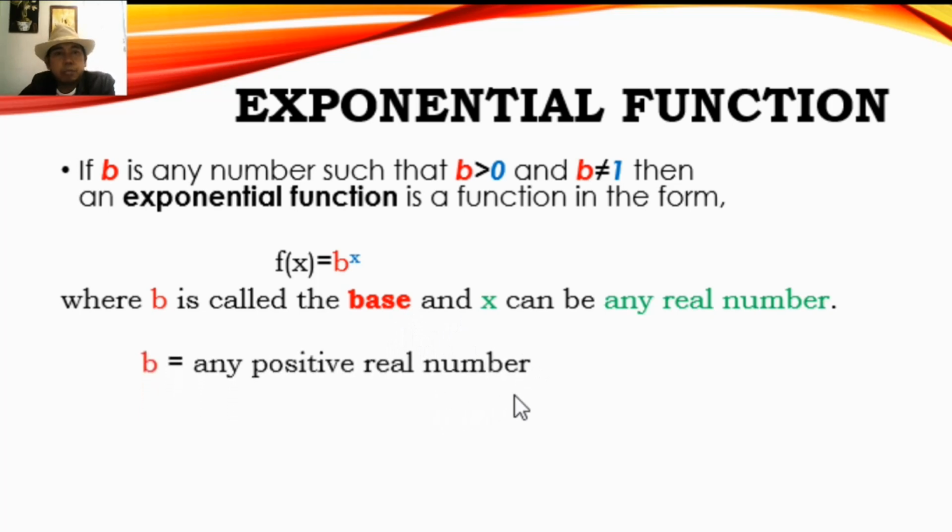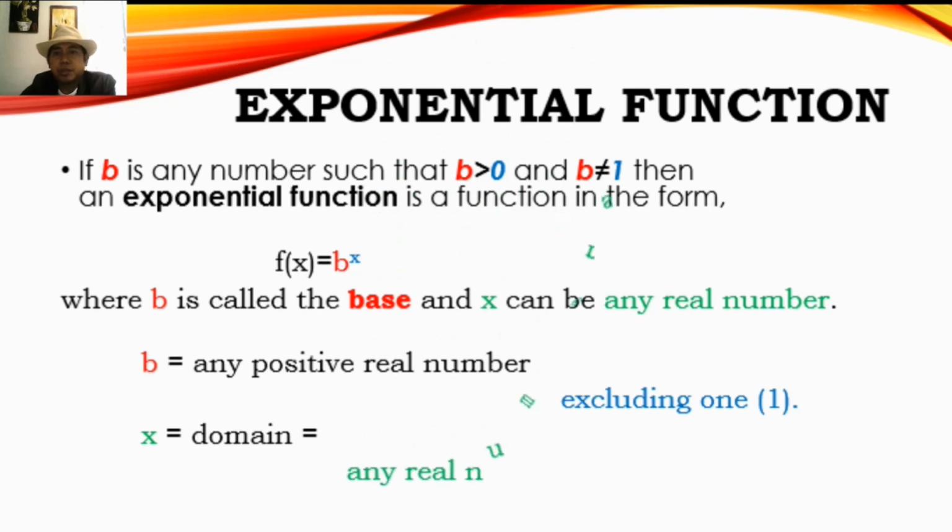So b is always a positive real number. Why? It says in here b is greater than 0. Another one, it excludes 1 as the value of b. Another one in here is x would be any real number. What is the domain? Any real number.